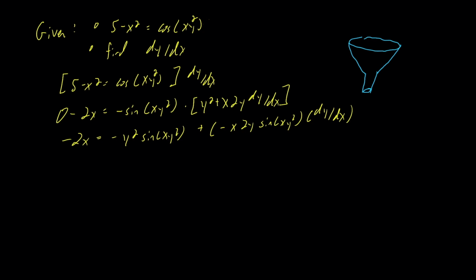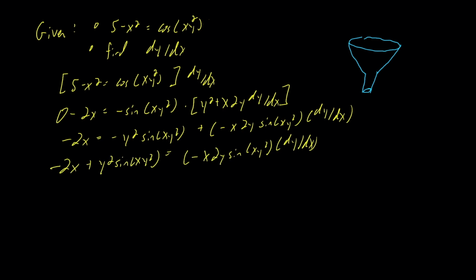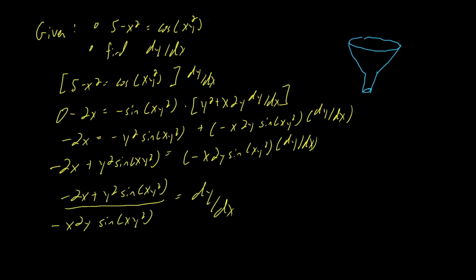Once we do that, instead of adding sine of xy squared, let's actually distribute it so we can get rid of brackets. So this is what we got. What would our next step be? Well, we can add y squared times sine of xy squared, and all we really need to do is divide by negative 2xy sine of xy squared. And there we go. That's how you find dy/dx through implicit differentiation and applying the chain rule.